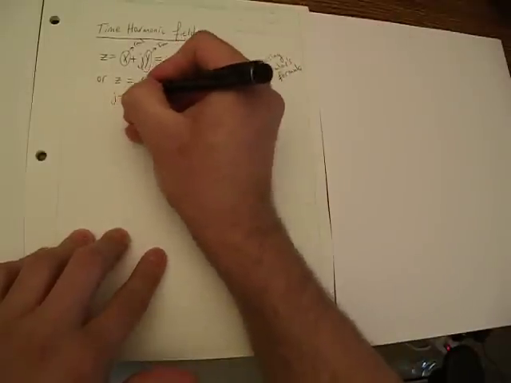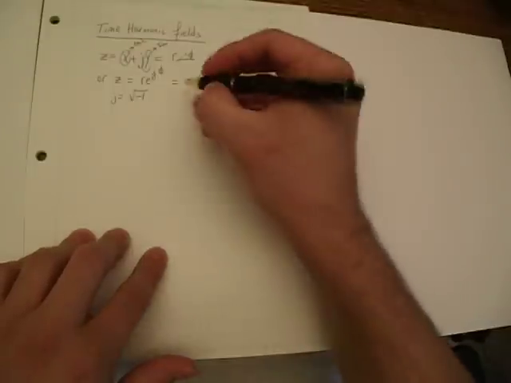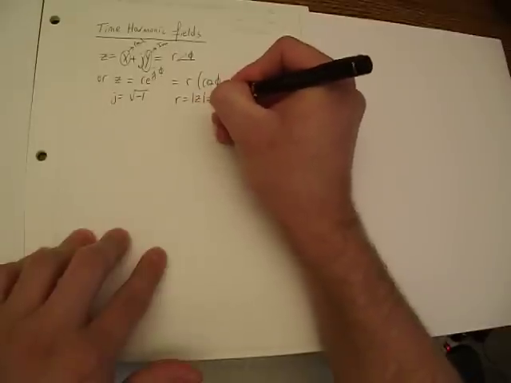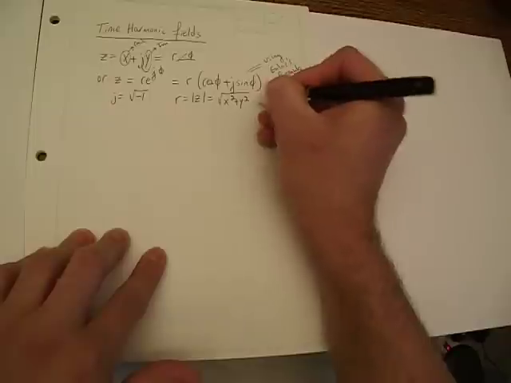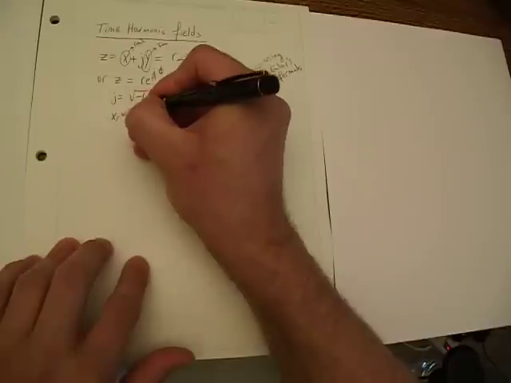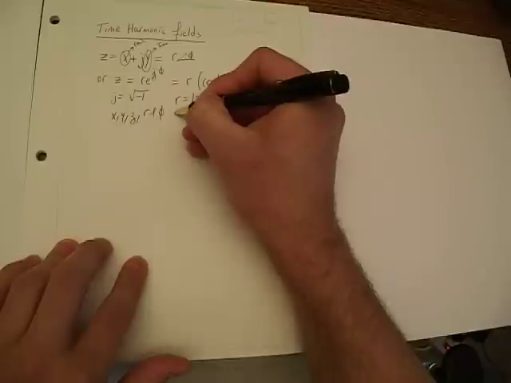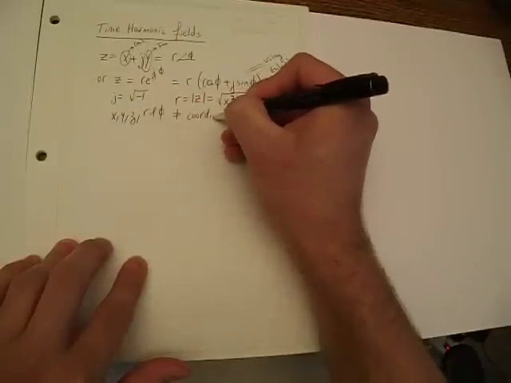Now we all know j equals square root of minus 1, the imaginary value, and r is the magnitude of z, which is equal to the square root of x squared plus y squared. Now we should note that x, y, z, r, and phi are not the coordinate variables.